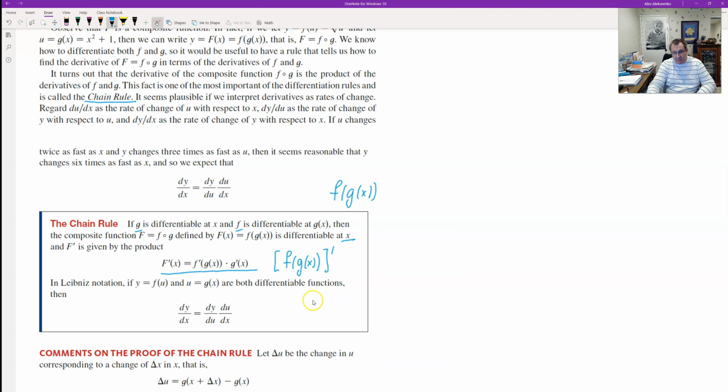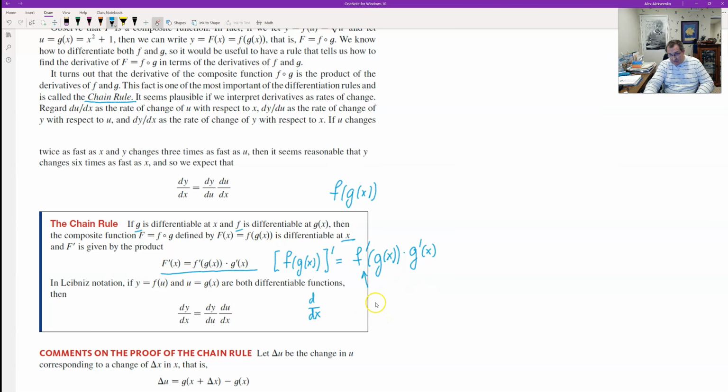So I can put prime, but what this prime means is d by dx. And that derivative can be evaluated in the following fashion. First, we need to evaluate the derivative of the function f taken alone, and we will substitute g of x into the result, and then we will multiply by the derivative of function g.